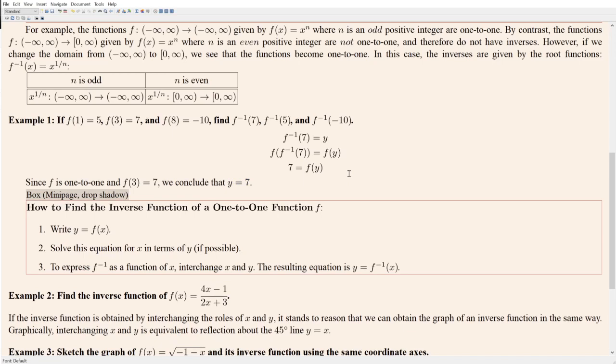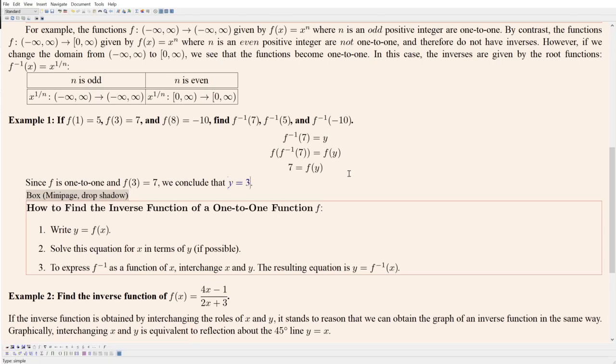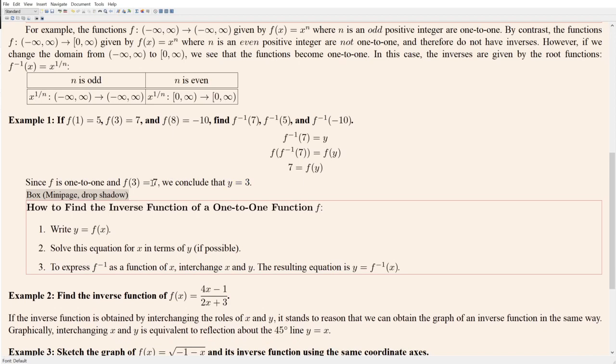Oh wait, I'm sorry, 3. y has to be 3. F of 3 equals 7, f of y equals 7, so y has to be 3. If there was a different y that mapped onto 7, like for instance, f of -10 mapped onto 7, then that would mean the function is not 1-to-1. And it has to be 1-to-1 because it has an inverse.